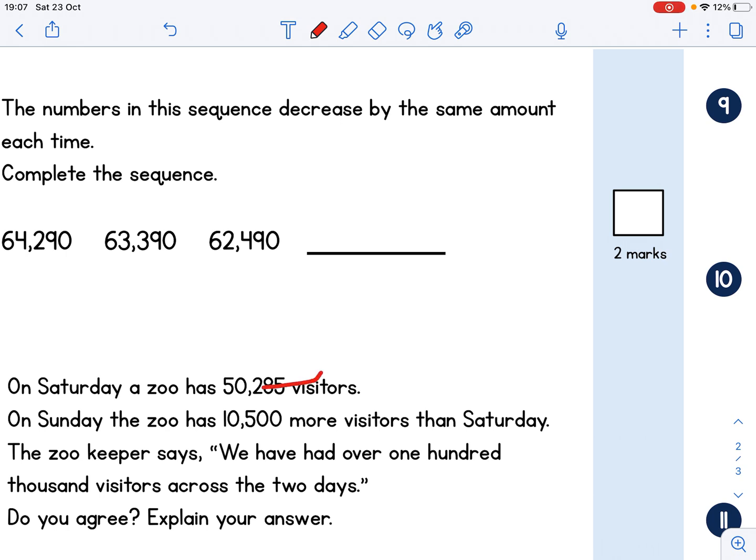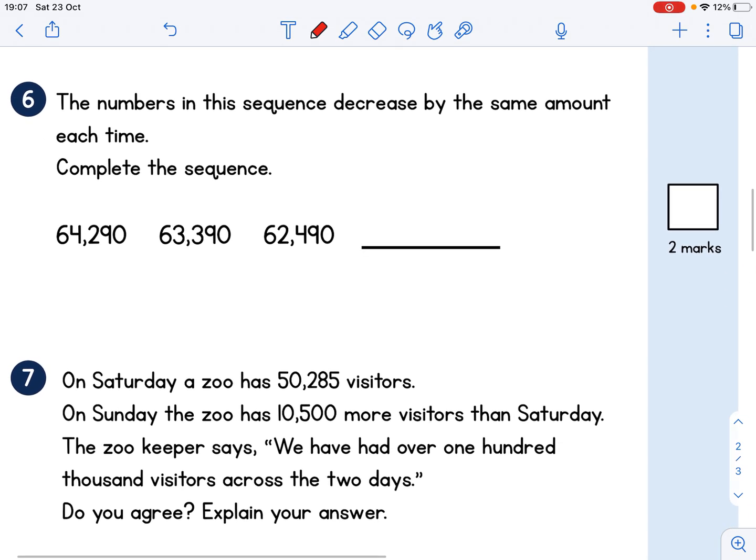Okay, so the numbers in this sequence decrease by the same amount each time. Complete the sequence. So you only have to put one more number. So this is 64,290, 63,390 and 62,490. And so straight away we can see that the 90 is staying the same.